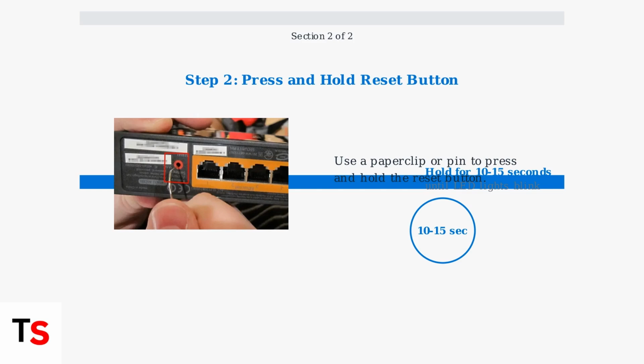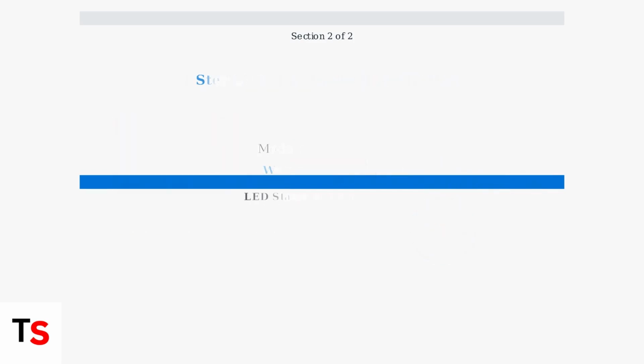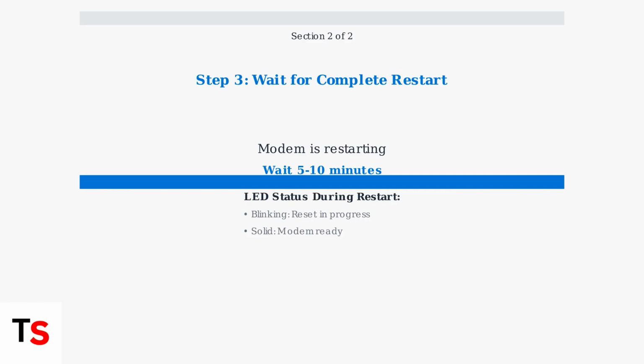You'll need to hold it down for 10 to 15 seconds until you see the LED lights on the modem start blinking. Step 3. After releasing the reset button, wait patiently for 5 to 10 minutes while your modem completely restarts. The LED lights will go through various states during this process.